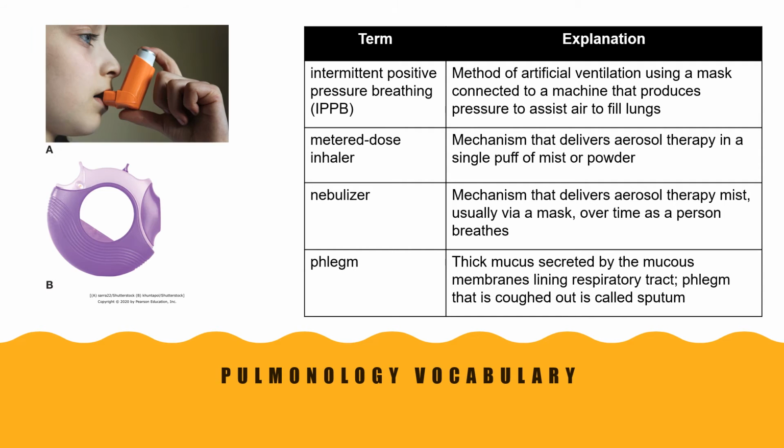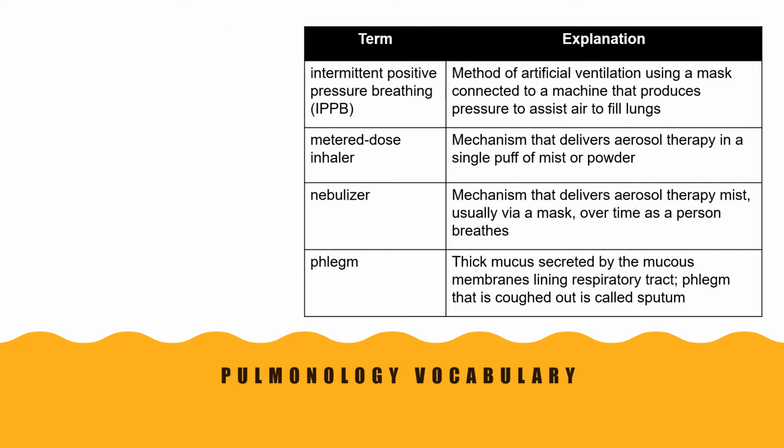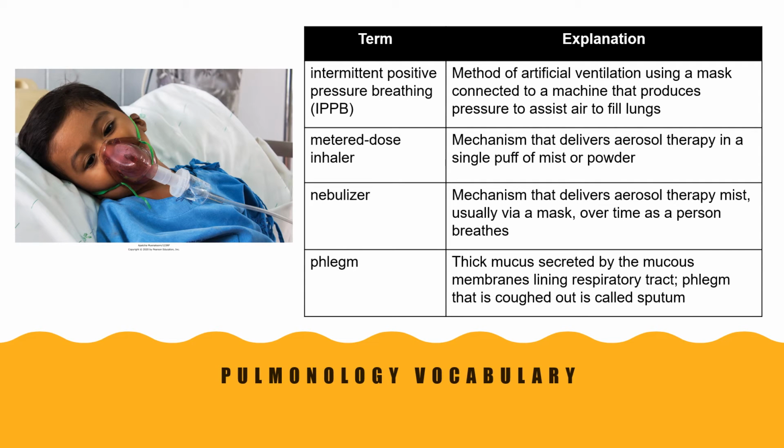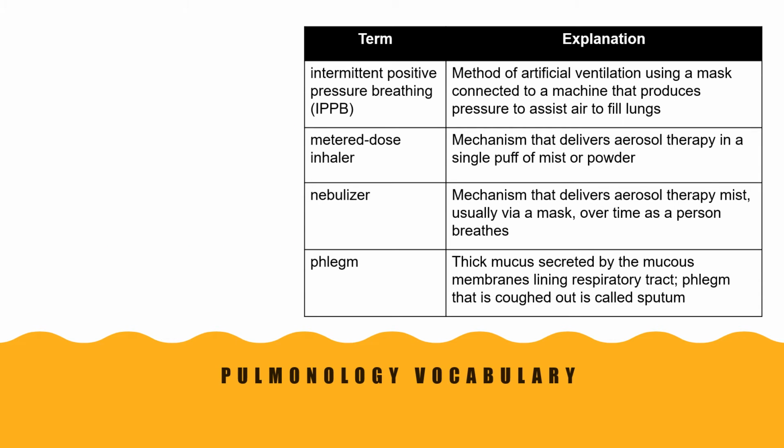A metered dose inhaler is a mechanism that delivers aerosol therapy in single puffs of mist or powder. A nebulizer is a mechanism that delivers aerosol therapy mist, usually via a mask, over time as a person breathes. And phlegm is a thick mucus secreted by the mucous membranes lining the respiratory tract. Phlegm that is coughed out is called sputum.